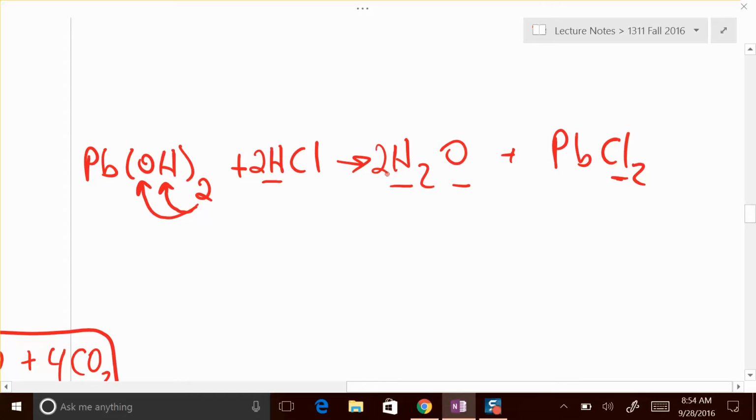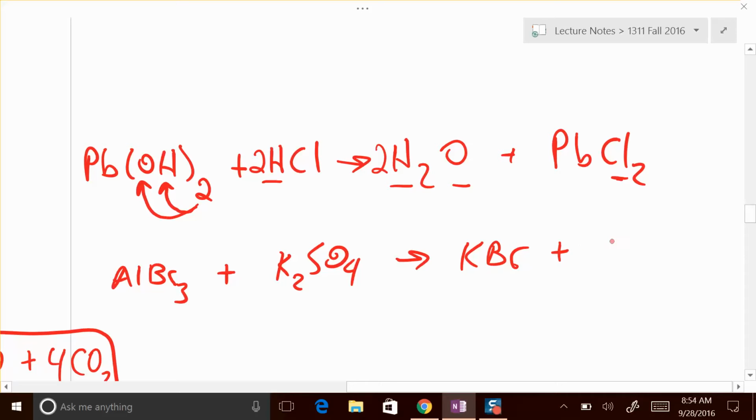Now, if you have a polyatomic ion in brackets and it shows up on both sides of the reaction, like number 6, AlBr3 plus potassium sulfate produces potassium bromide plus aluminum sulfate.